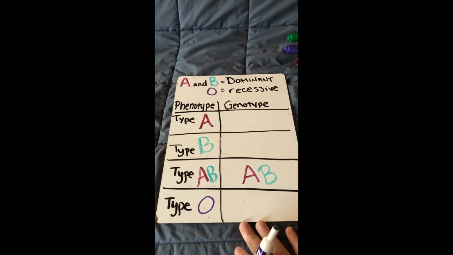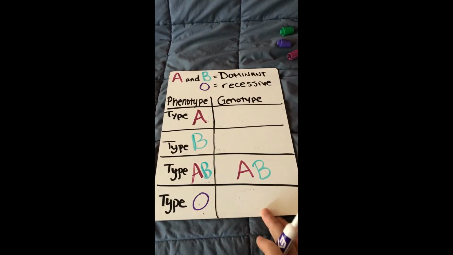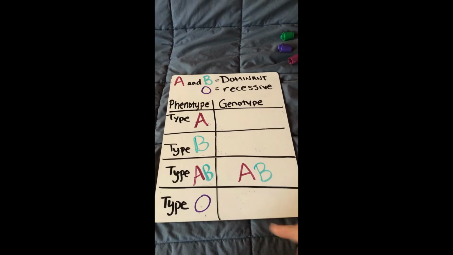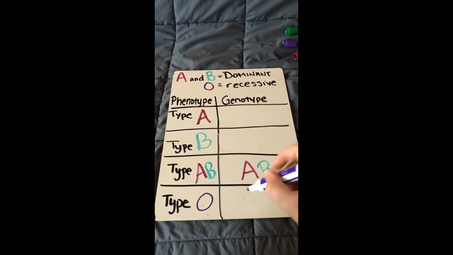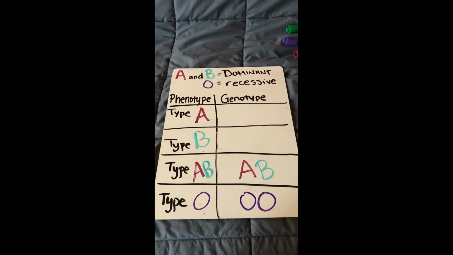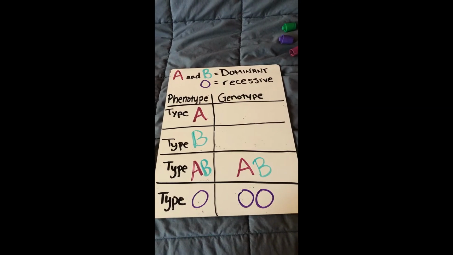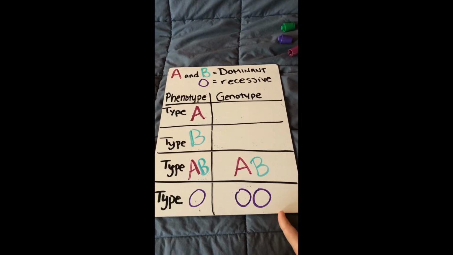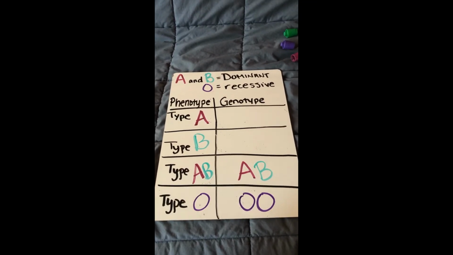For O, because it's recessive, you have to have two copies of it. So this one also, in a way, gives you the genotype. Because it's a recessive phenotype, you need two recessive alleles. So it has to be type O.